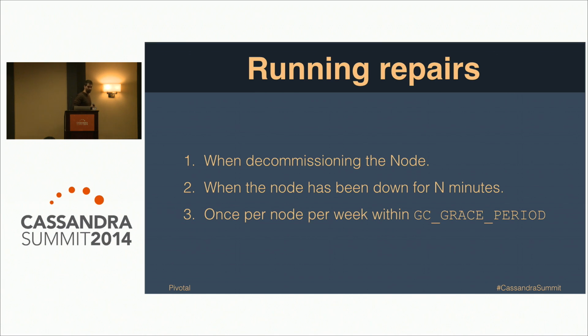We also run a repair on each node once a week within the GC grace period, and that has to do with tombstones and making sure that tombstones don't get destroyed, because then we see old data coming back, right?